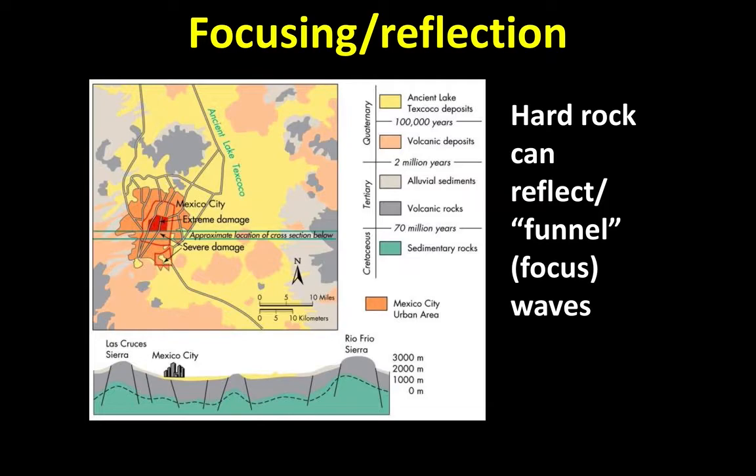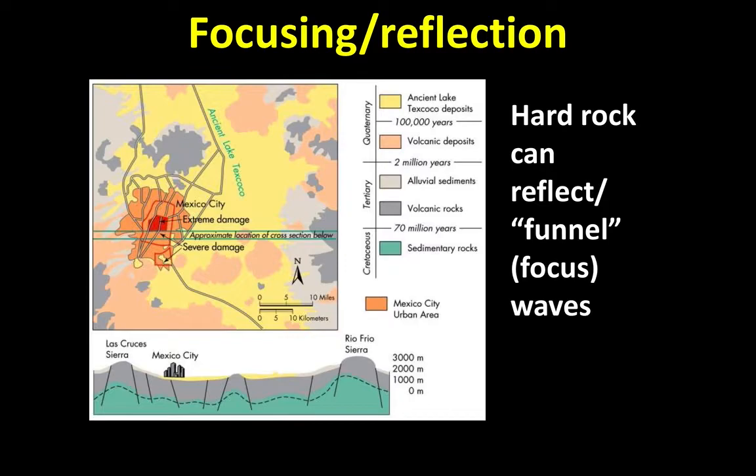And you may have experienced this as well if you've ever been in an area with a curved roof. You go underneath the roof and you talk and it feels like your voice is amplified and echoey. And you walk to other areas and it sounds completely different. Those are all examples of the same idea, that the sound waves in this case are bouncing around and converging at certain spots. So let's put this into a geologic context.